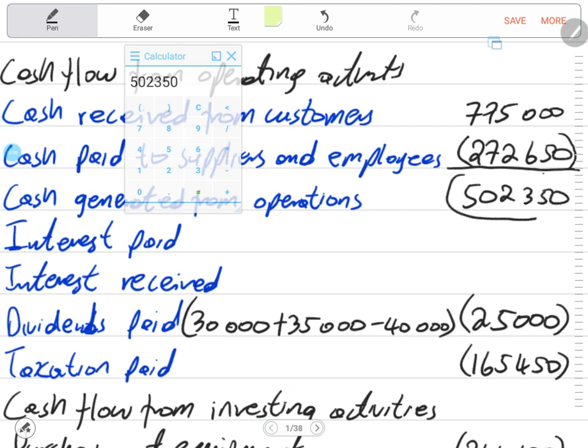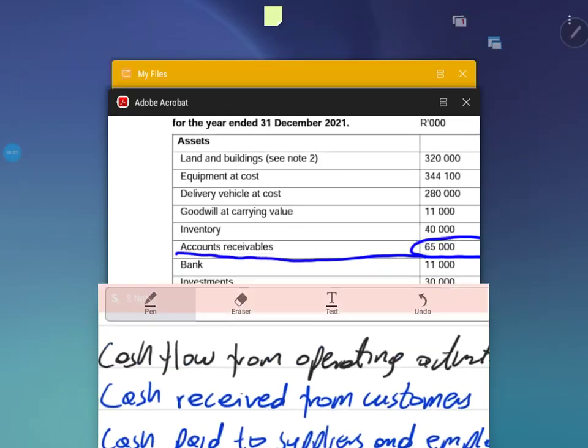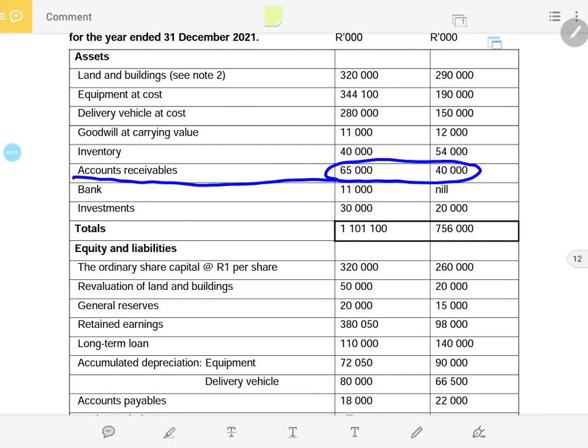502,315. This amount, you'll get this amount under your reconciliation note. When we do the reconciliation note, I will link this amount with the reconciliation note and the direct method of doing the statement of cash flow. Then after we are looking for the next transactions, just recording in the order of the adjustments.